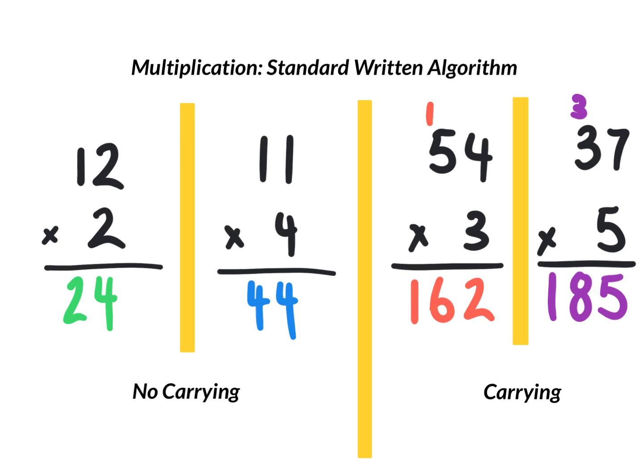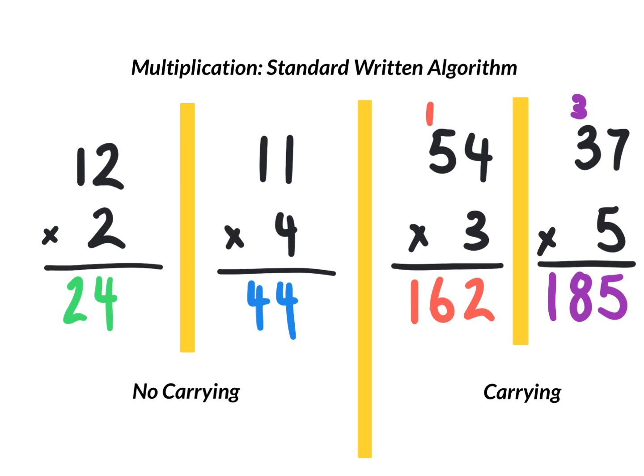If we look at the ones column, we can multiply 2 times 2 to make 4, and we place the 4 down into the ones column. Then we look at 1 times 2, and we say 1 times 2 is 2, and we put the 2 down in the tens column. In the next example, 11 times 4, we start off in the ones column and we say 1 times 4 is 4. Then we go to the tens column and we say 4 times 1 is 4, and we put the 4 down. 11 times 4 is 44.